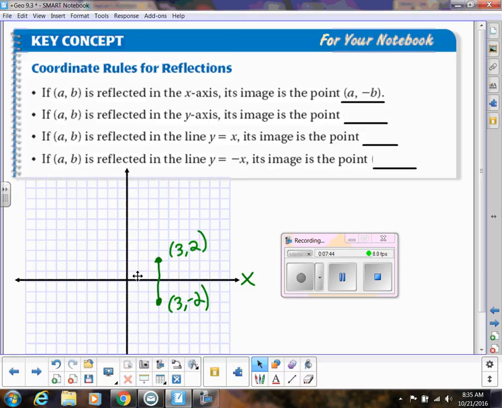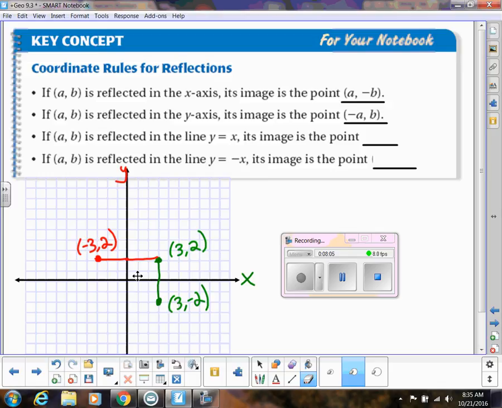So now let's do the same coordinates over the y-axis. So if I count perpendicular to the y-axis, that's 3 units. And then 3 units over there would be this coordinate. That coordinate is -3, 2. So notice now the x-coordinate is changing, but the y-coordinate is staying the same.